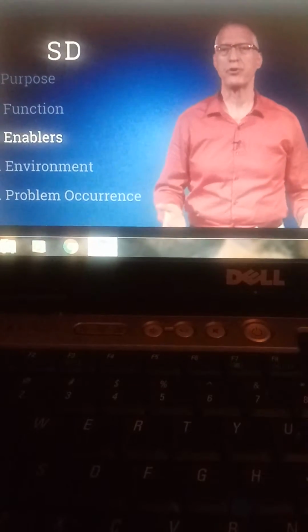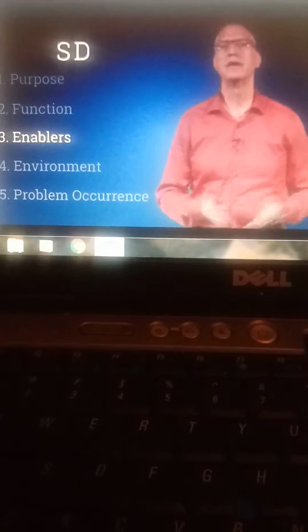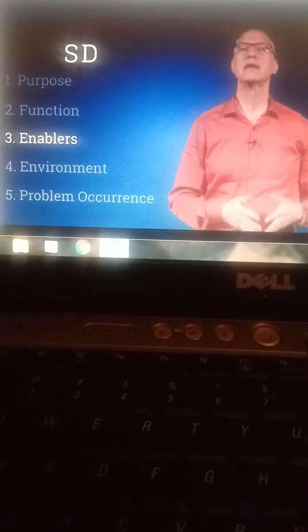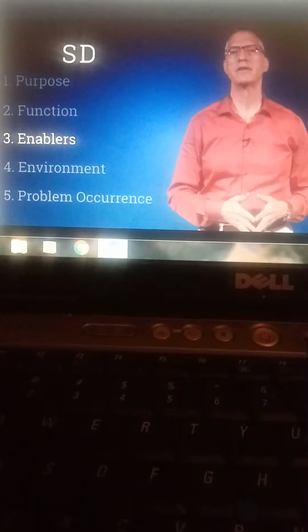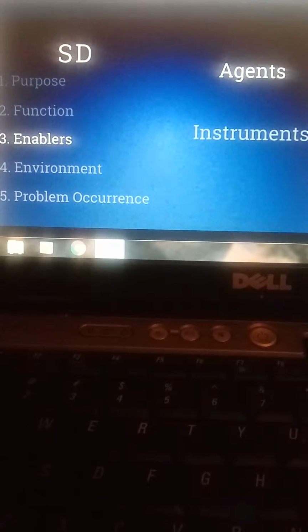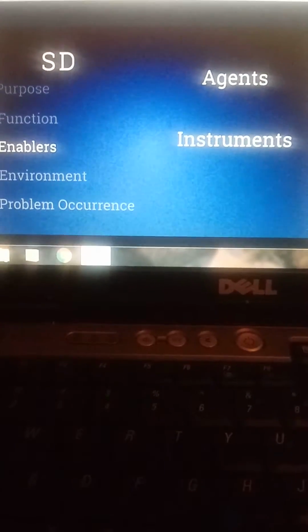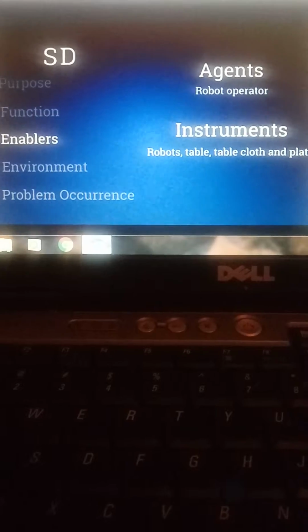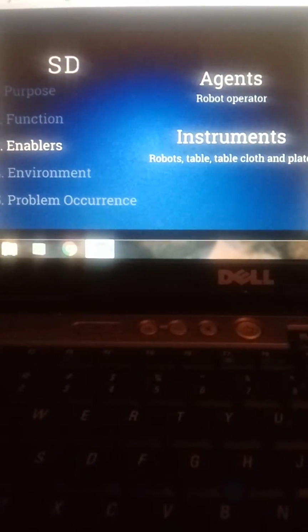The third component, enablers, includes the objects that enable the system's main process, allowing the system to operate. There are 2 kinds of enablers: agents and instruments. Here, the instruments are the robots, the tablecloth, and the plate. Agents are always people. In our system, they operate the robots.